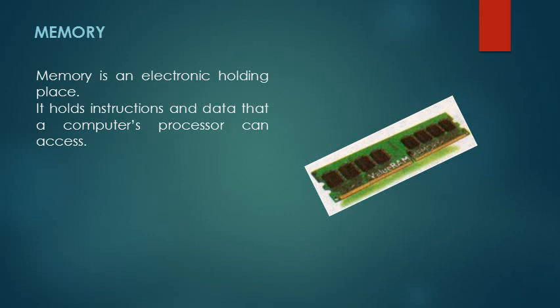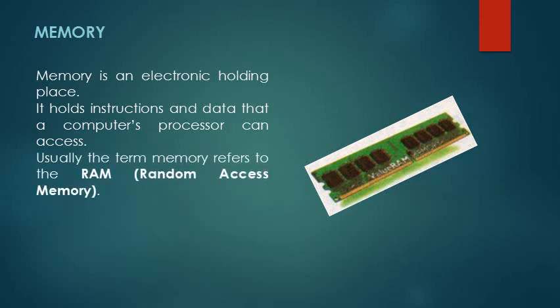Similarly, when processor processes data and converts that data into information, processor places that information into the memory. So memory is very important for processor to process data and convert that data into information. Usually the term memory refers to RAM. RAM stands for Random Access Memory.